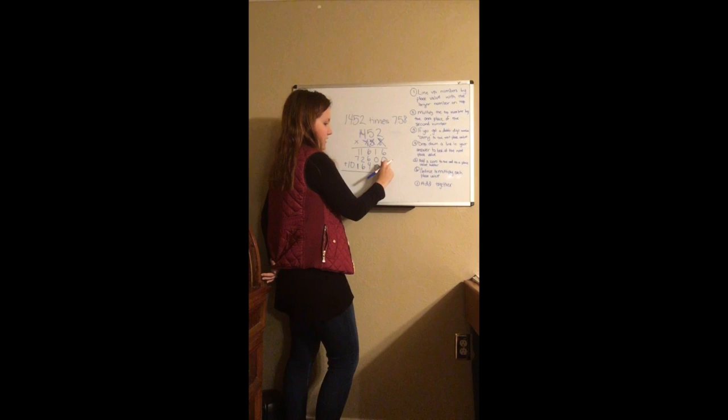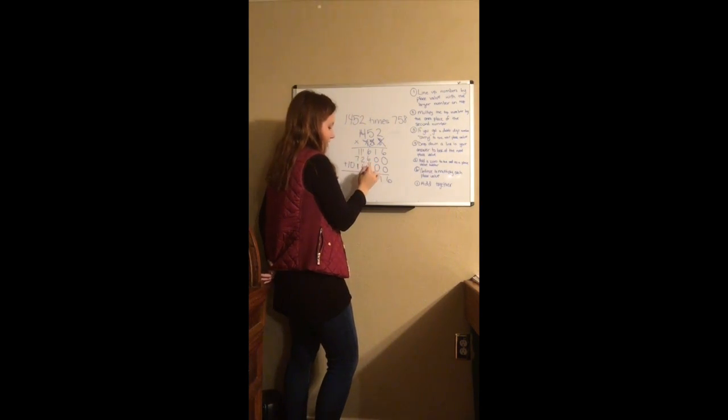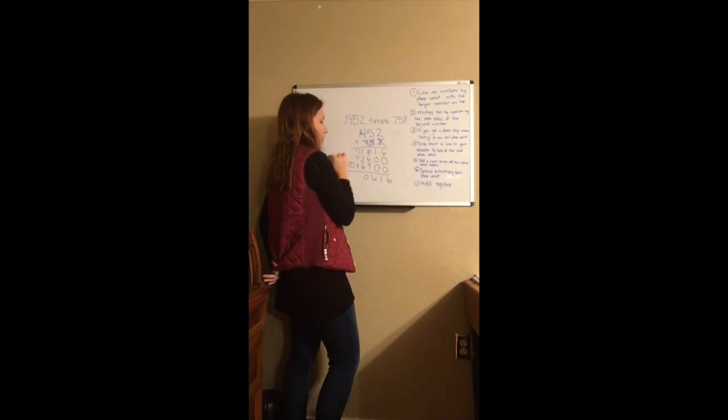6 plus 0 is 6, plus 0 is 6. 1 plus 0 is 1, plus 0 is 1. 6 plus 6 is 12. 12 plus 4 is 16. And then we have 1 plus 1 is 2. 2 plus 2 is 4. 4 plus 6 is 10. Again, still carrying my 1s over.